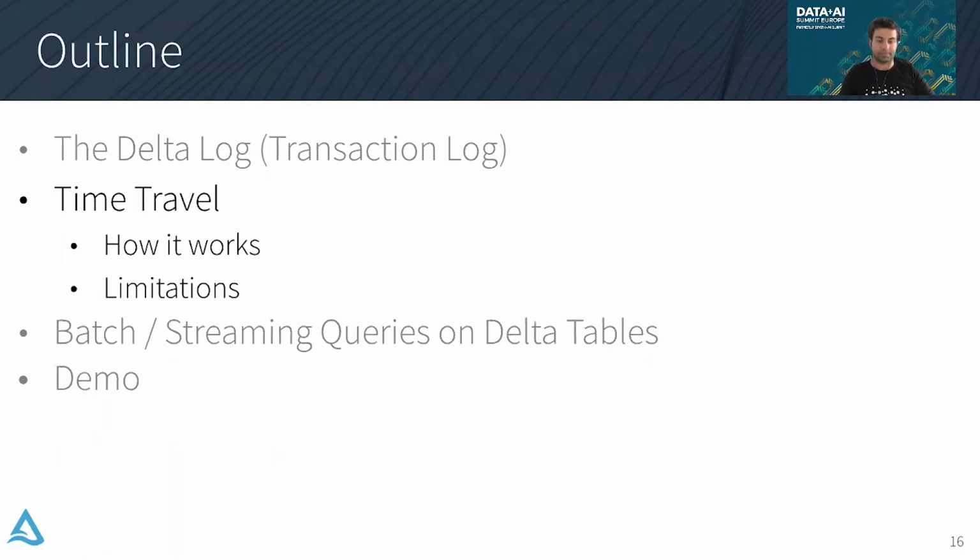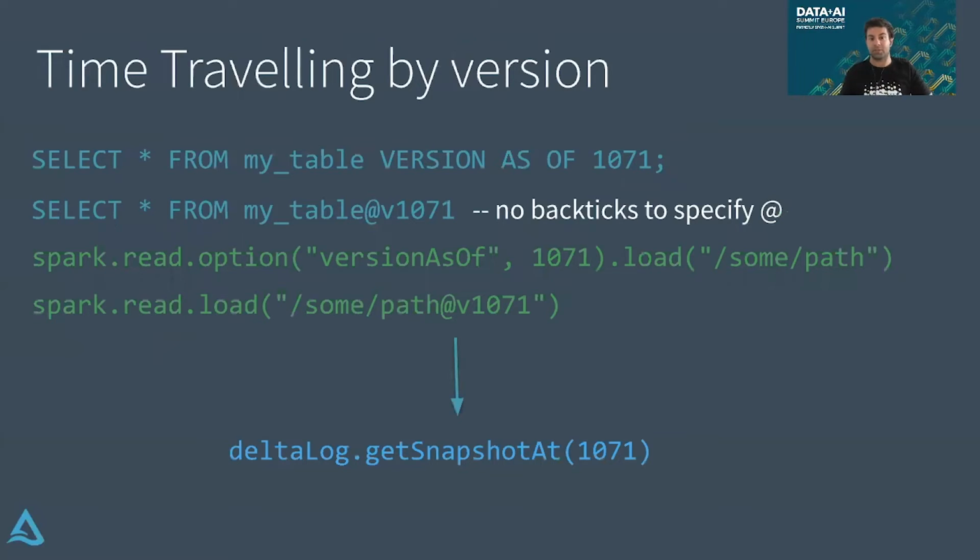Let's see how time travel works and its limitations. Since we have our ordered transaction log, we can actually go back in time and replay to any given point of the transaction log. So with Delta, you can time travel by version and timestamp. To time travel by version, you can specify the version using the VERSION AS OF syntax, or an @ syntax after your table identifier, or within Scala or Python, you can provide the versionAsOf table option, as well as just provide the version that you want to read appended to the end of your directory. And Delta will figure out, okay, you want to read version 1071. I'll just compute the snapshot at 1071 and give you the answer.